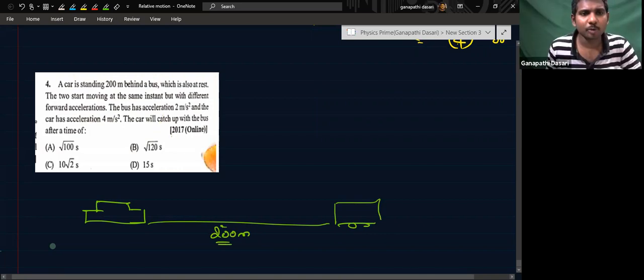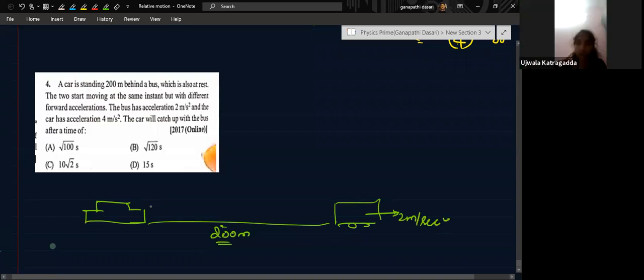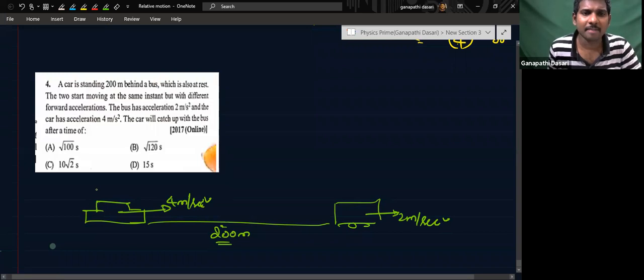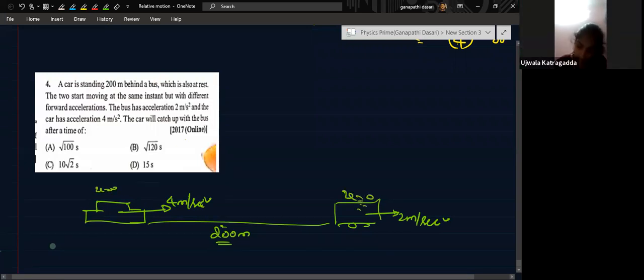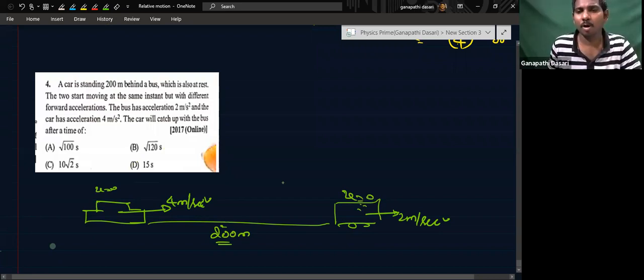The two start moving at the same instant, with different forward accelerations. The bus has 2 meters per second square, the car has 4 meters per second square. Initially both have the same velocity, 0. They're starting, yes? The car will catch up the bus after a time of?